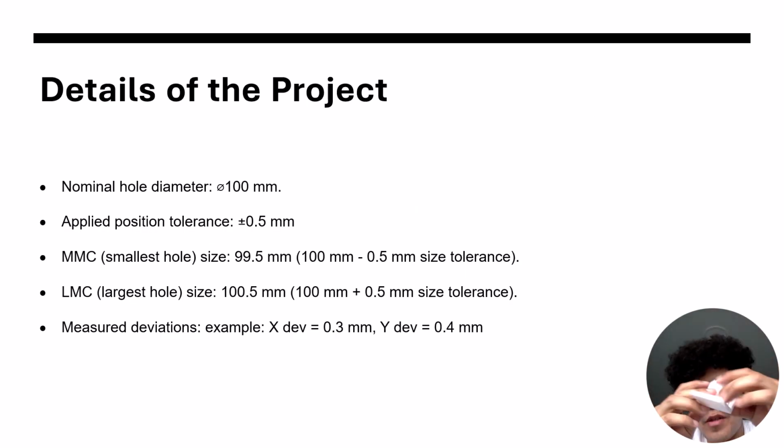So, details of the project. As I mentioned, it has a nominal hole of 100 millimeters, with an applied position tolerance of 0.0 millimeters, depending on the condition of the hole. It's going to be represented by an MMC or LMC. As a small example, if this hole is at MMC, I have to subtract 0.5 from 100 millimeters, and vice versa.